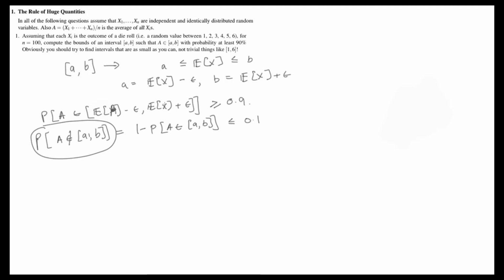That's what I meant. But expectation of a is equal to expectation of x, from linearity of expectation. So it doesn't really matter, but I should just write that. All right, I'm just going to change that everywhere.